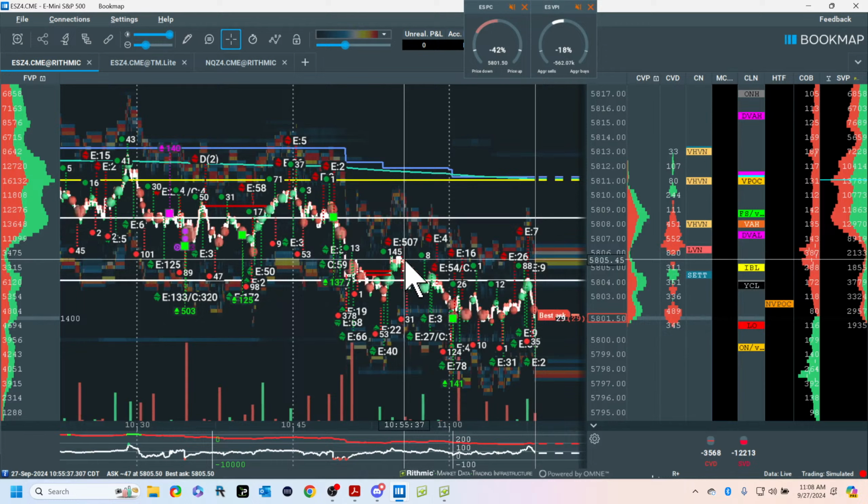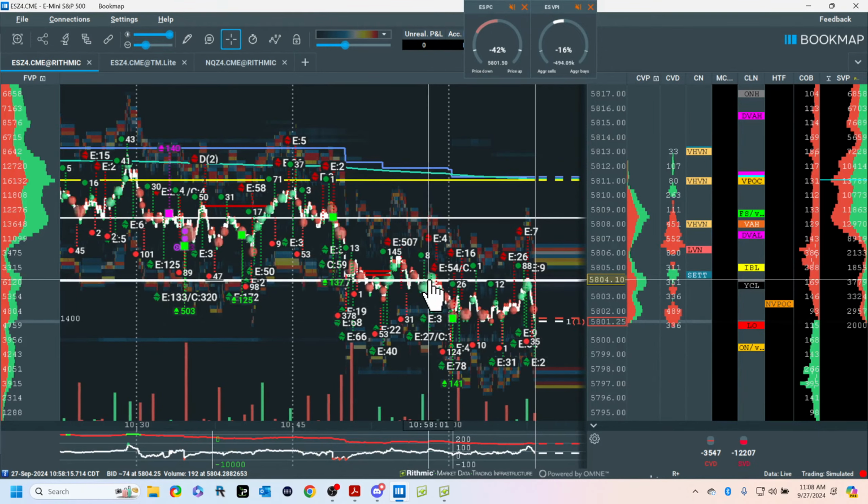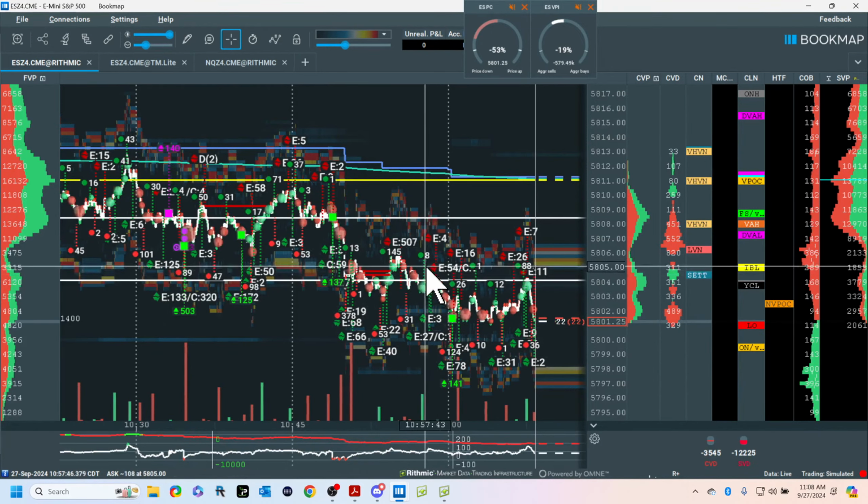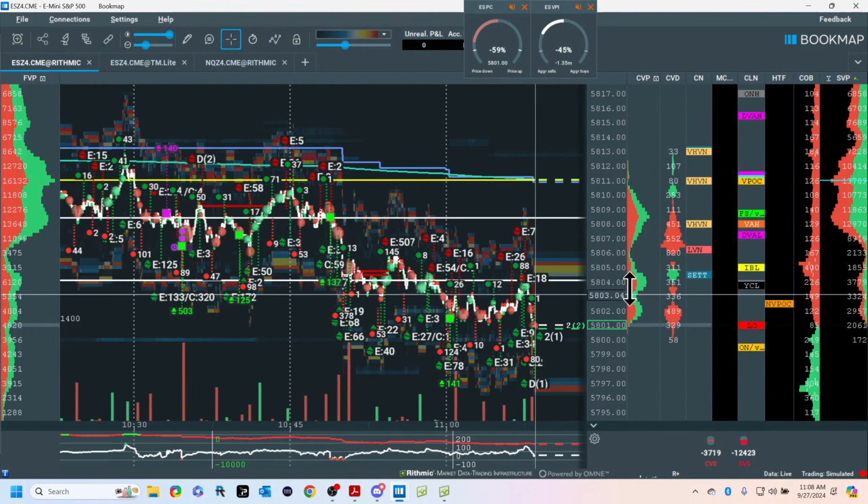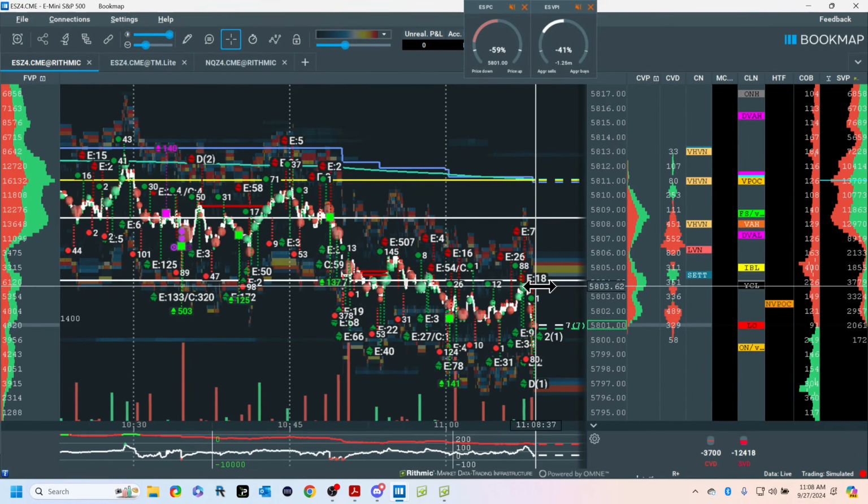They are absorbed. The sellers take over. The buyers try here. They are absorbed. The sellers take over. Where's the structure? It's right there and there. Where is the long? It has to come through this. You see what I'm saying?